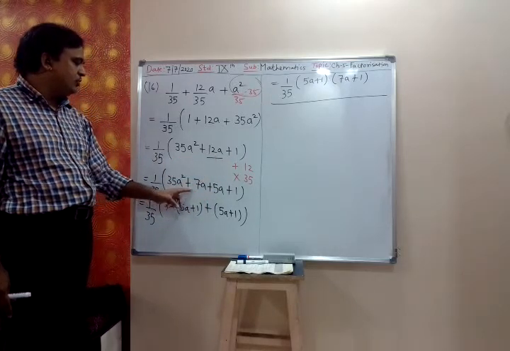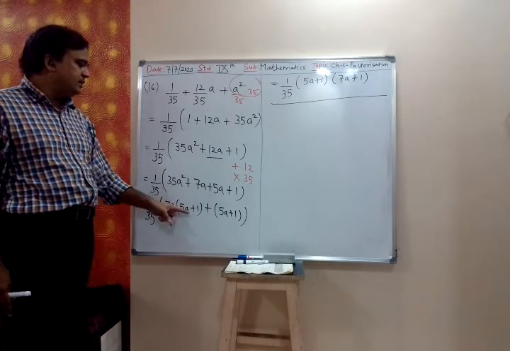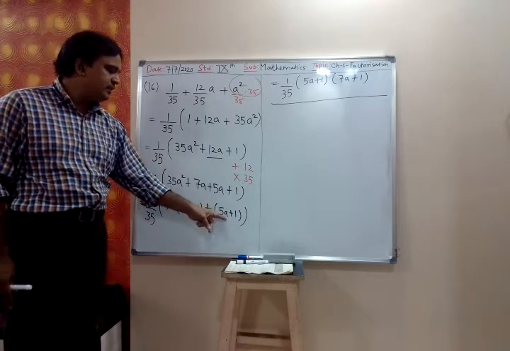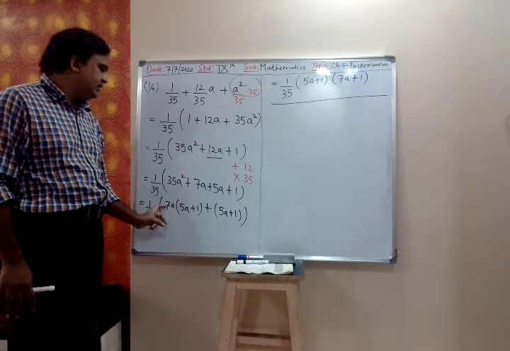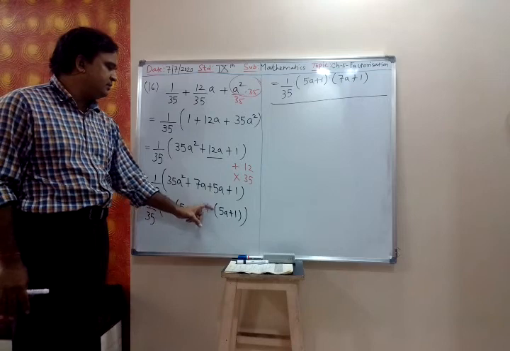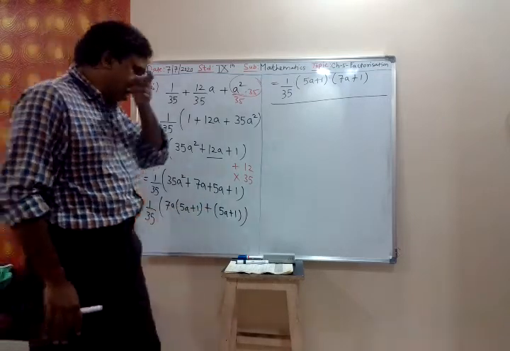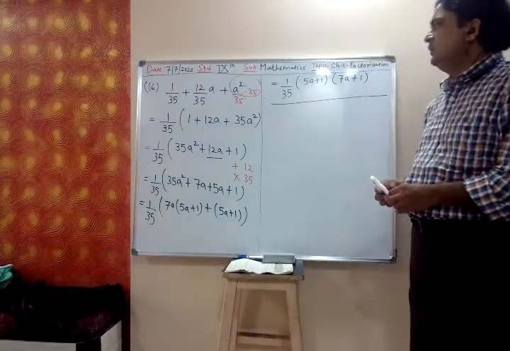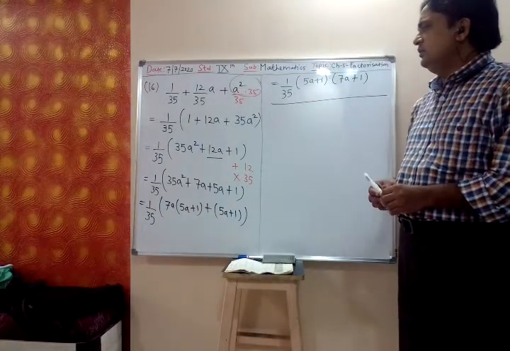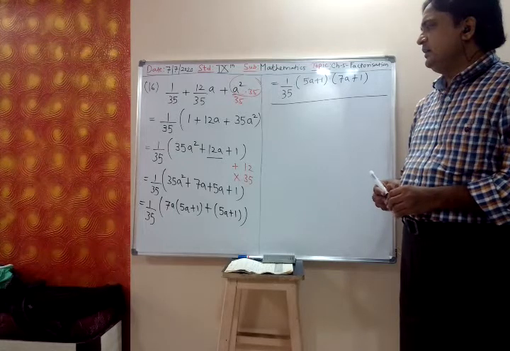Then we take 7a common, so it is 5a plus 1. Then 5a plus 1 is already there. 5a plus 1 I will take common from these two. Then left is 7a plus 1. Plus means plus 1. And this is the answer. No, we don't multiply.